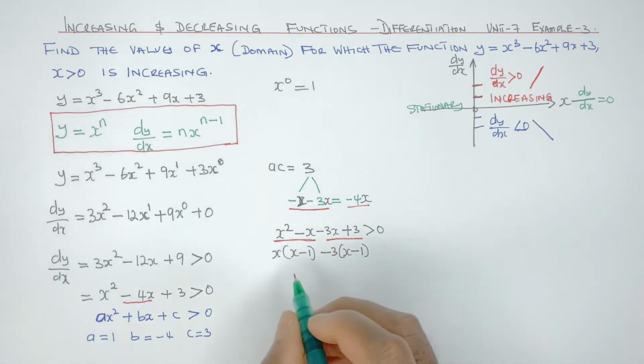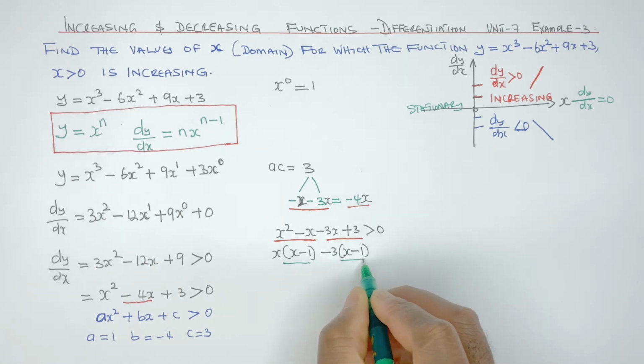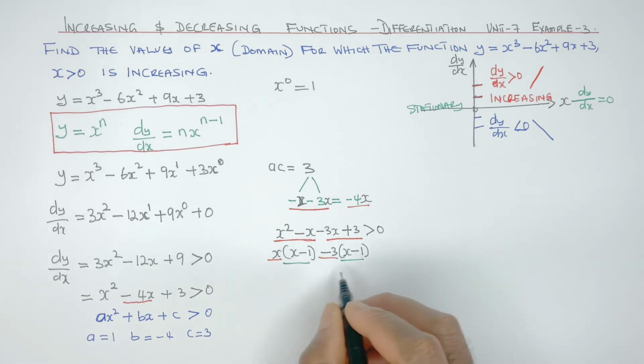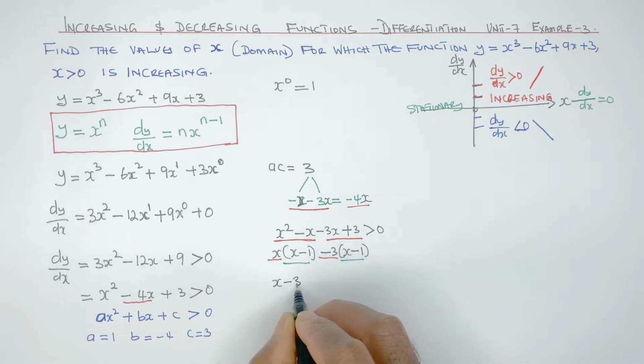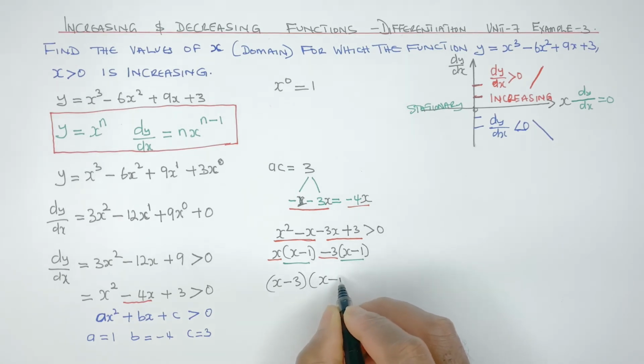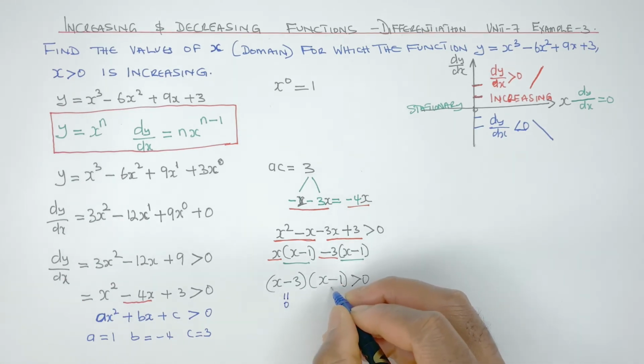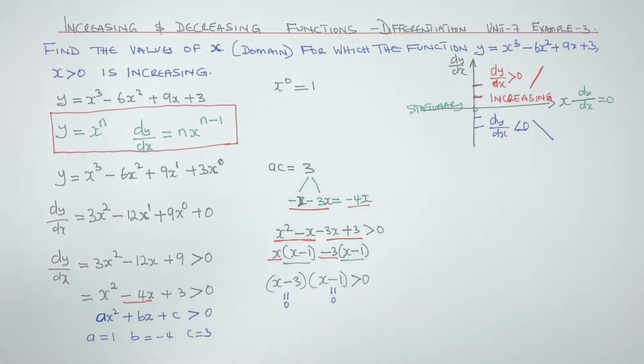Now I can see a final common factor, x minus 1 is common, and I'm left with x minus 3. So those will be my factors: x minus 3 and x minus 1 greater than 0. If I set this to 0 and set that to 0 just to get the roots, x minus 3 equal to 0, x equals 3. x minus 1 equal to 0, x equals 1. So these are the roots for the quadratic of the dy/dx.